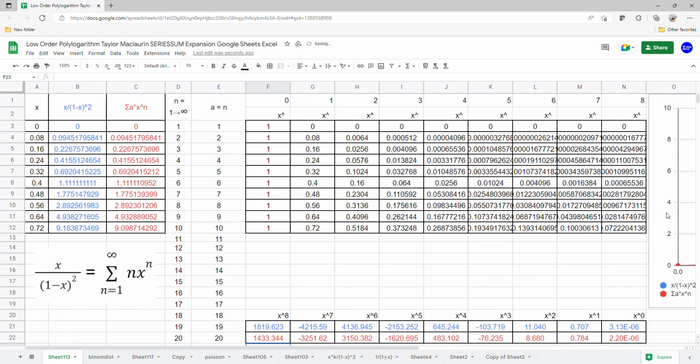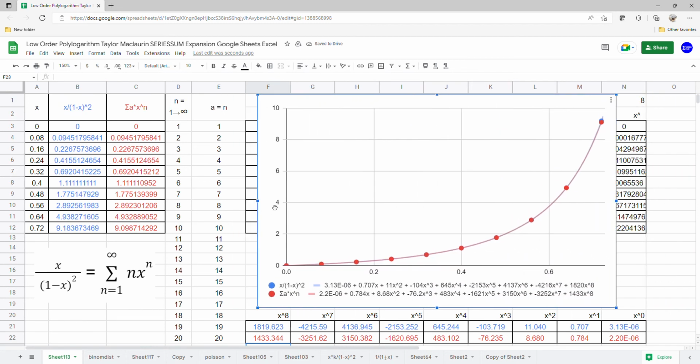And let's compare. Coefficient of x to the 0, 3.13 times 10 to the minus 6, 2.2 times 10 to the minus 6. Coefficient of x, 0.707, 0.784. Coefficient of x squared, 11.04, 8.68. Coefficient of x cubed, 103.